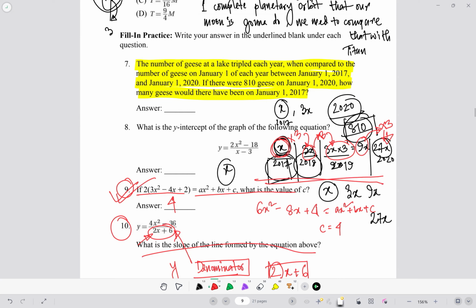Yeah. And finally, they have given you the number for January 1, 2020. The number of geese is 810. So you can just equate 27x equals 810, because 27x is nothing but the number of geese. We started our calculation from 2017 and we have finally made it through to 2020. The number of geese in 2020 is basically 810, so you just need to equate it.